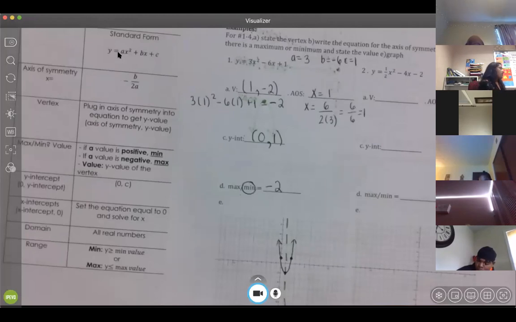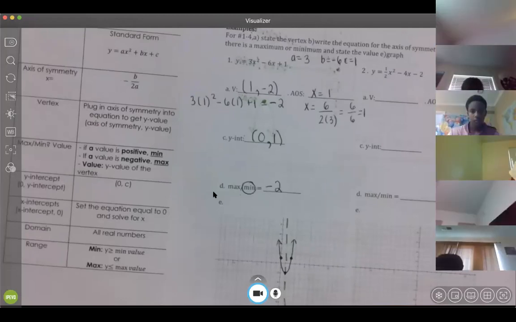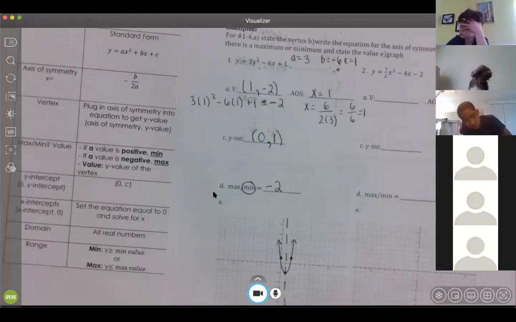All right, let's go ahead and find the axis of symmetry first. So we're going to skip a little bit ahead, and we're going to find the axis of symmetry. How can I find the axis of symmetry? What do you think, Conrad?